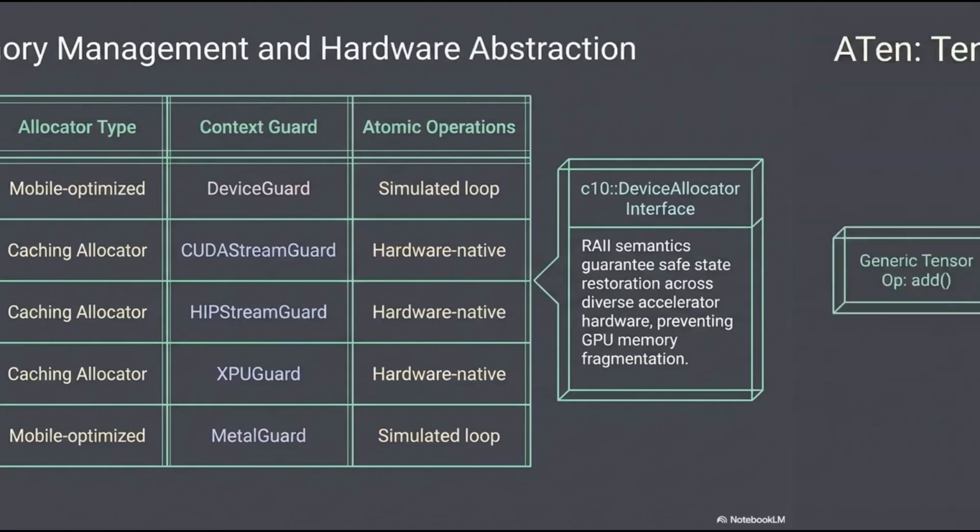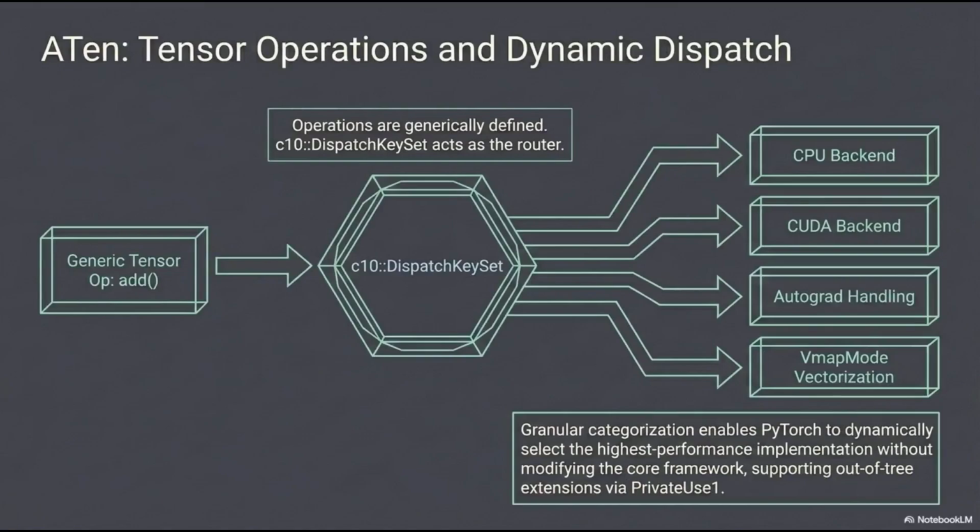A10's architecture for tensor operations centers on a powerful dynamic dispatch mechanism. At its core, any generic tensor operation, such as an add function, is defined abstractly. These operations are then routed by the C10 dispatch keyset, which serves as the central router for execution. From this central dispatcher, operations are directed to various specialized backends and functionalities. This includes the CPU backend, the CUDA backend for GPU acceleration, autograd handling for automatic differentiation, and VMAP mode vectorization for efficient batching and vector processing.